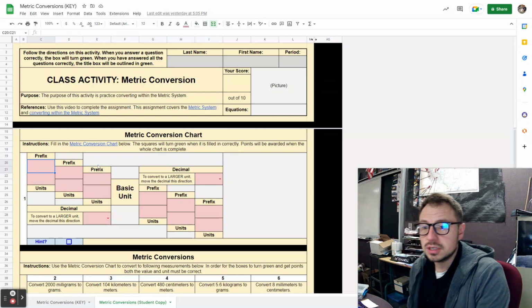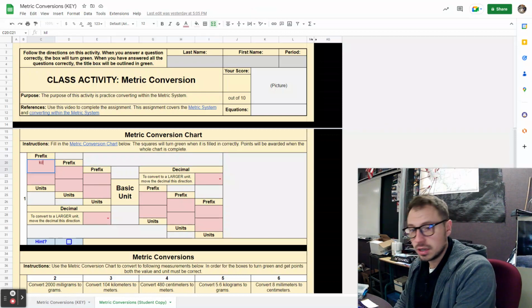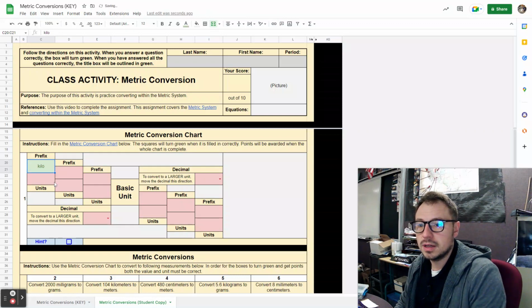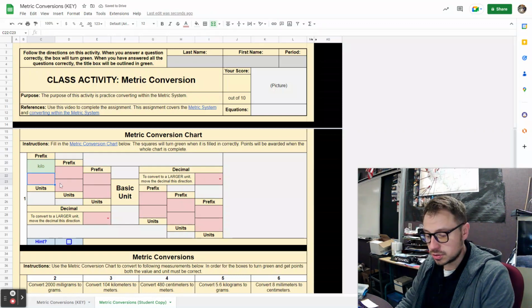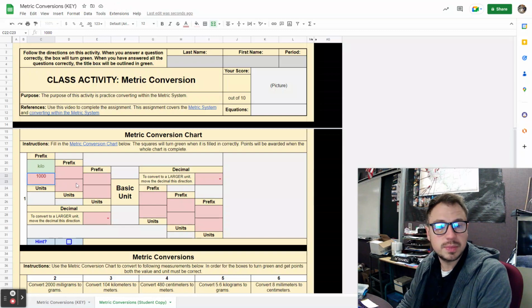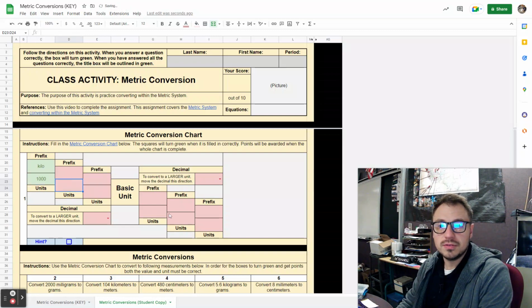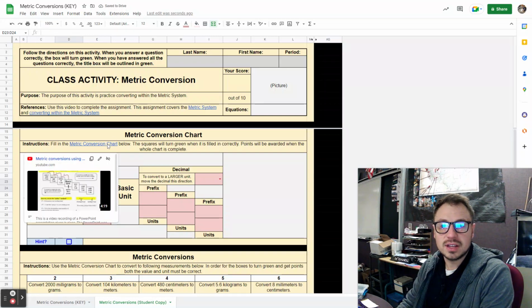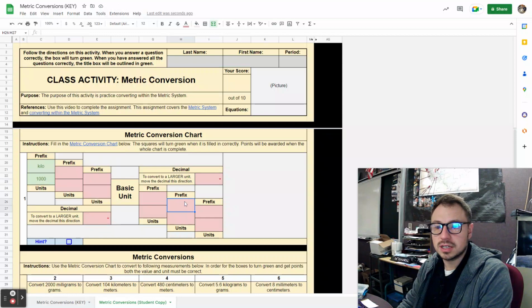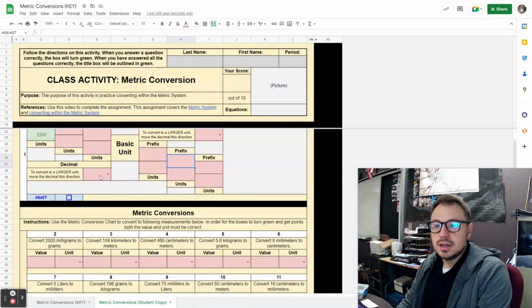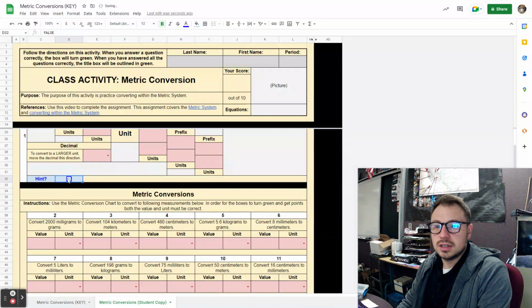So I'm just going to do this top one up here, right? So this is kilo. Right? And notice that it turns green, and this would be 1,000 of those base units. So you're going to go ahead and fill this. This is also in that video that I posted, so you can get those answers there. And there's a little hint here.